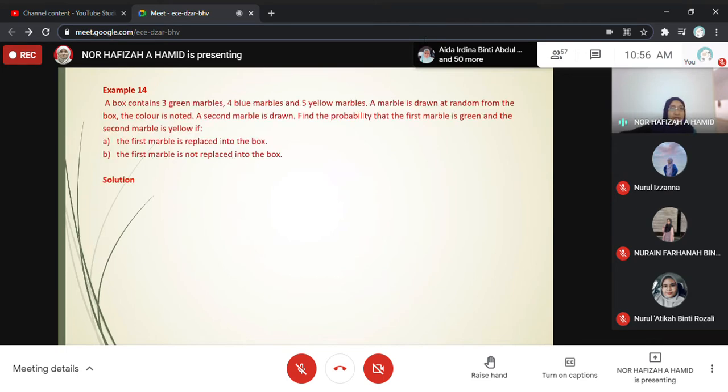Example 14: we have a box containing 3 green marbles, 4 blue and 5 yellow. We want to select 2 at random. The first marble must be green and then the second marble must be yellow. The first marble is replaced into the box. So the total now is 12 marbles. When you have 12 marbles and you take one, the probability to get green is 3 over 12.